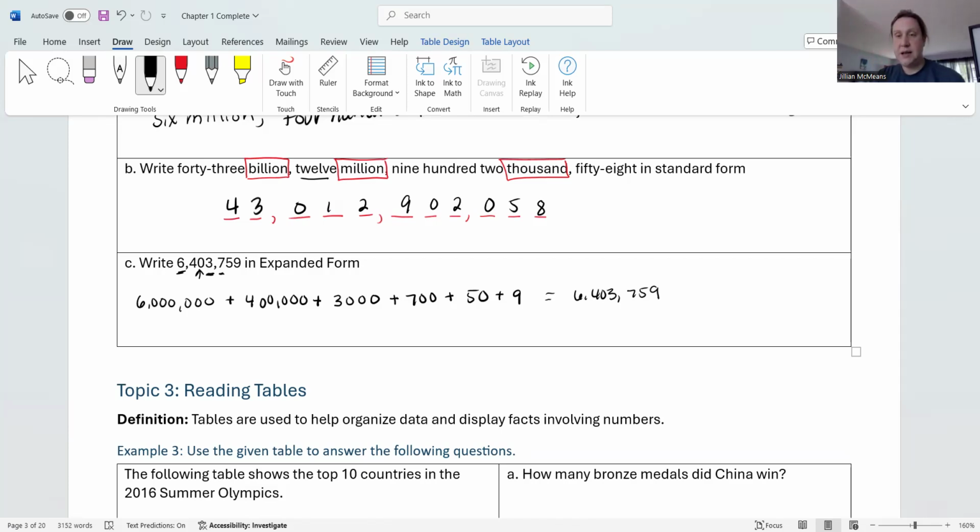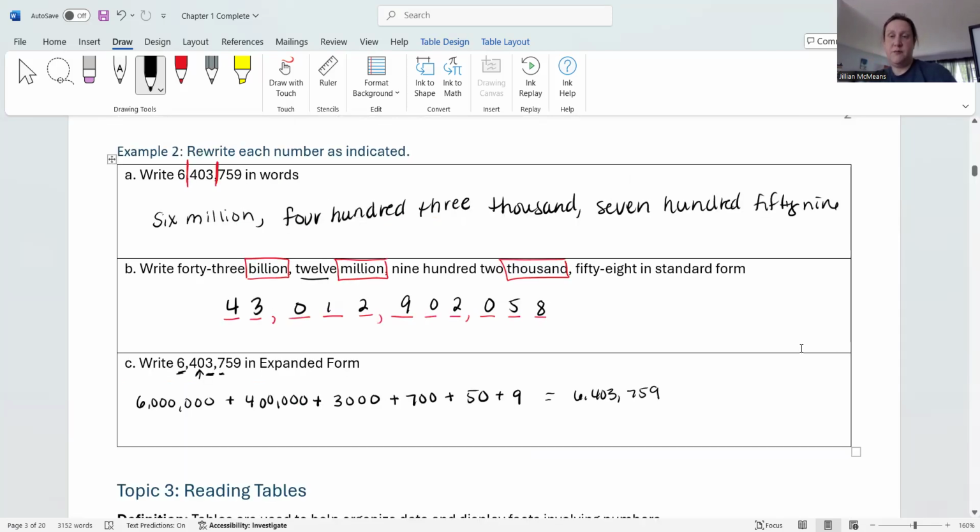So that's it. That's writing numbers from words to standard form. That's writing numbers from standard form to words, and then from standard form to expanded form. So make sure you can do all 3 of these.